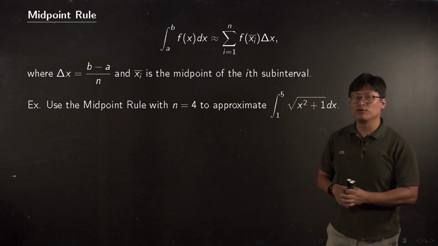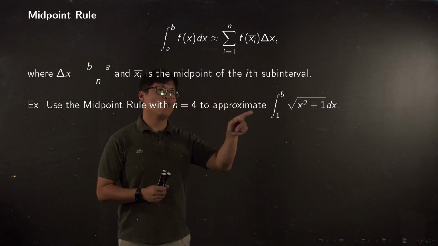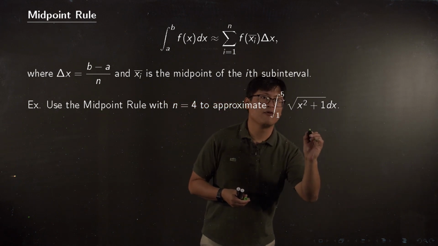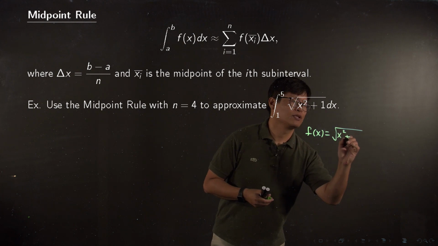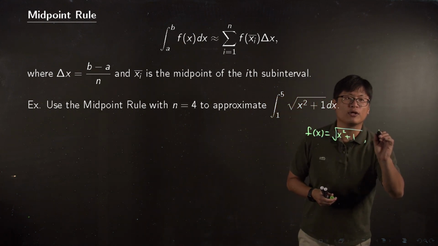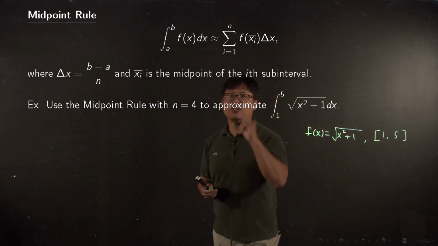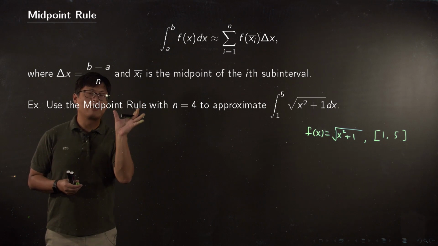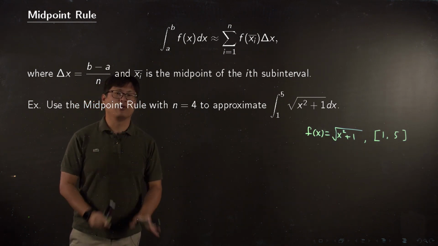So let me give you an example here. Integral from 1 to 5 of the square root of x squared plus 1 dx. What does that mean? The given function is f of x equals the square root of x squared plus 1, and we're going to estimate the area under the curve between 1 and 5. The question asks you to use only 4 rectangles and use the midpoint as the sample point.